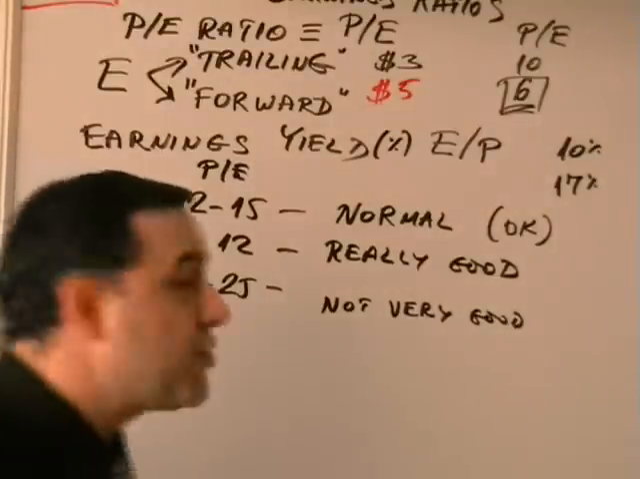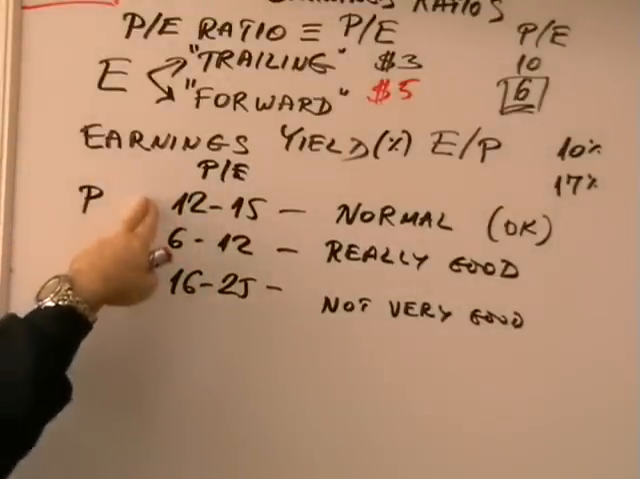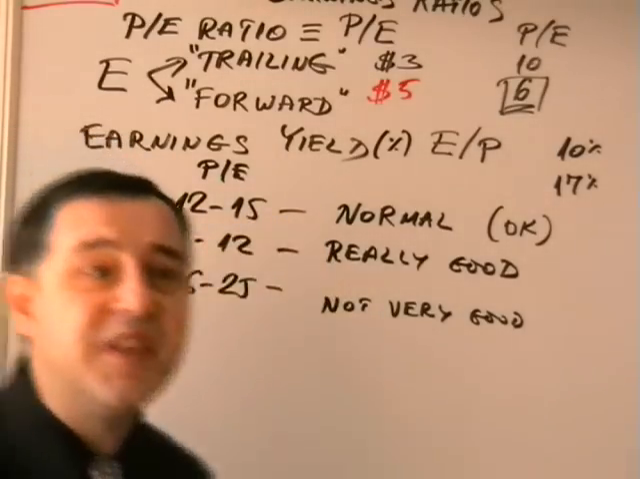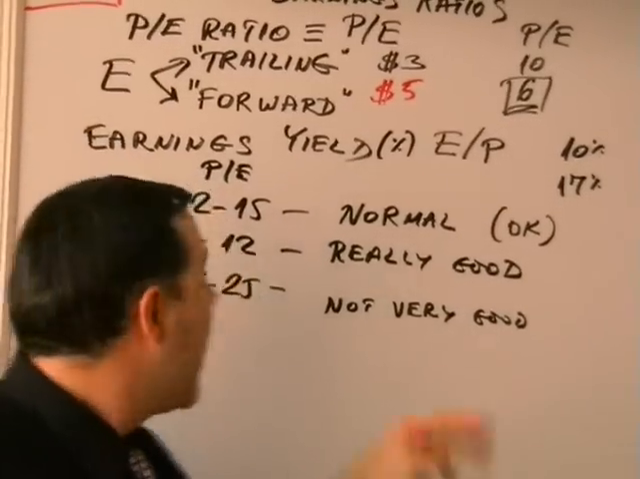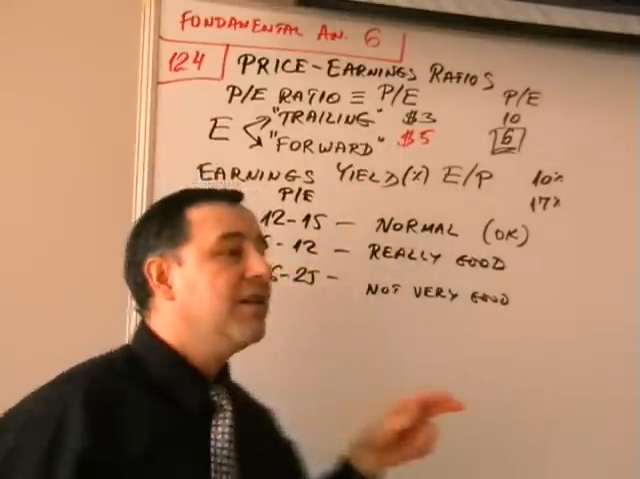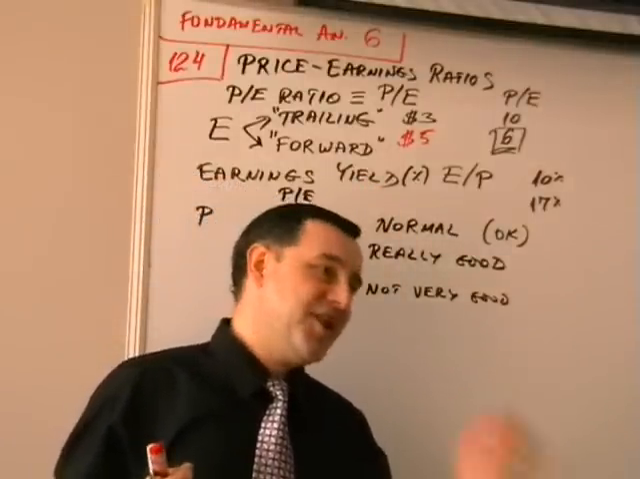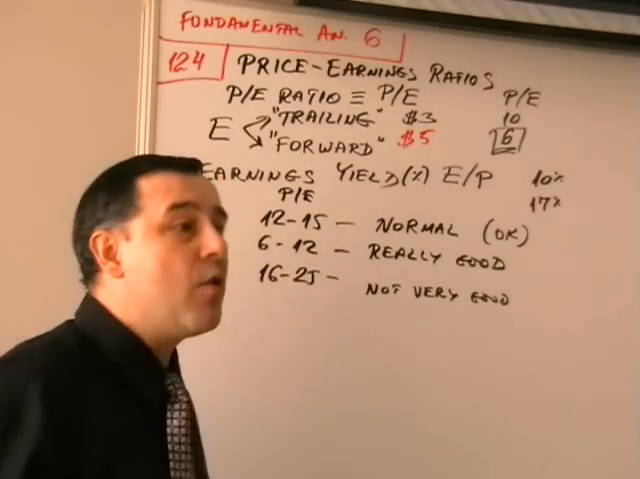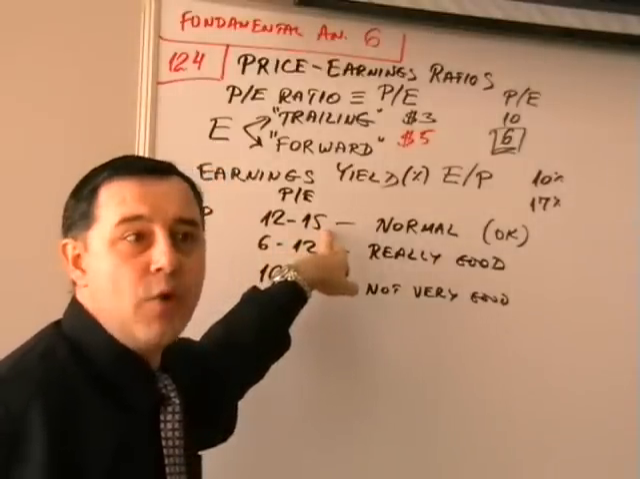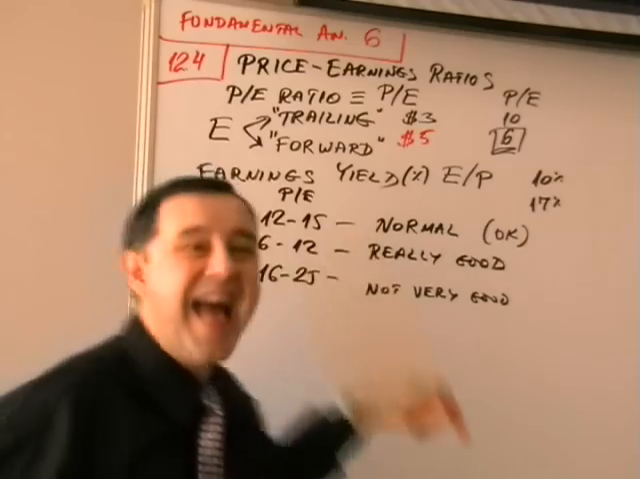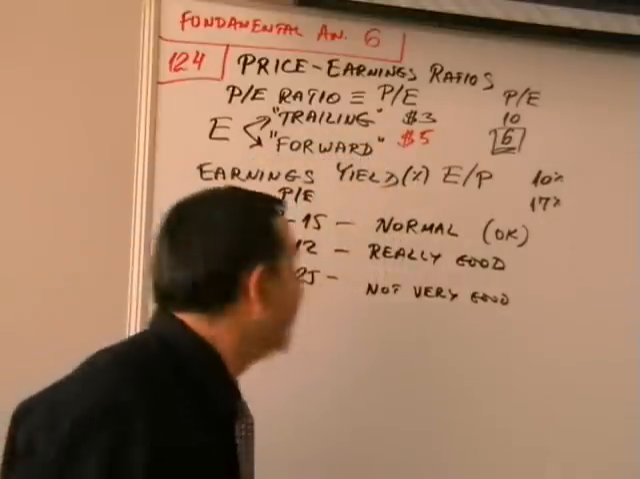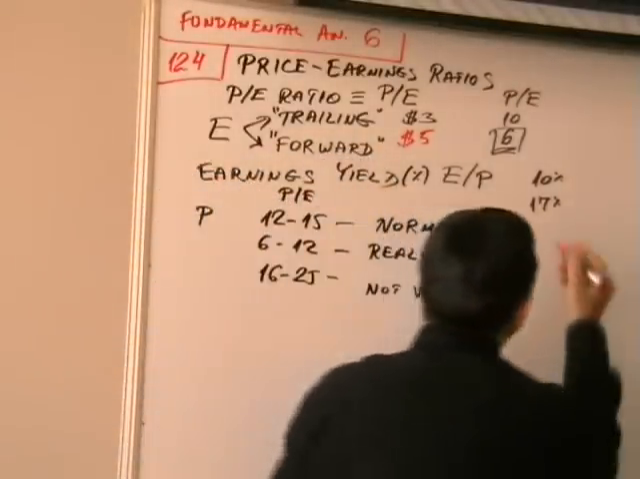Well, let's try to see what these ranges are yielding. If you're getting a normal of 12 to 15, what is the stock yielding? What's the earnings yield? 1 over 12. Well, what's the percentage, guys? It's about 8%. And 15 is about what? Everyone's taking the calculator out to compute. So it's about 7-8%.